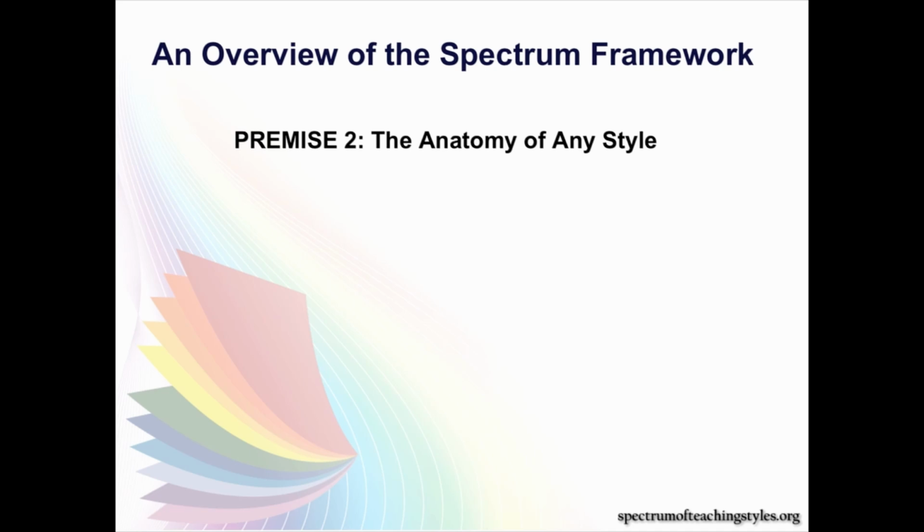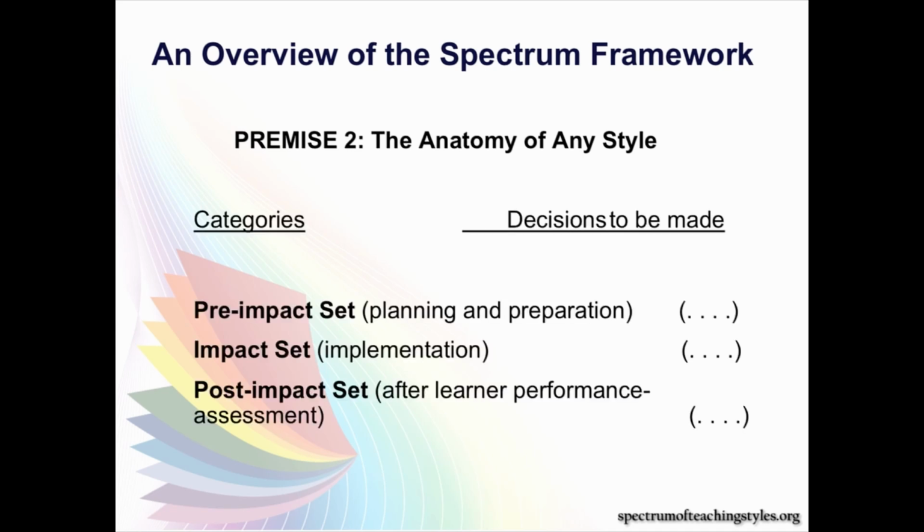Premise 2, the anatomy of any style. The anatomy of any style is composed of 3 decision categories in which multiple decisions are made. These are the pre-impact set, impact set, and post-impact set. Let's examine each of these 3 decision sets.